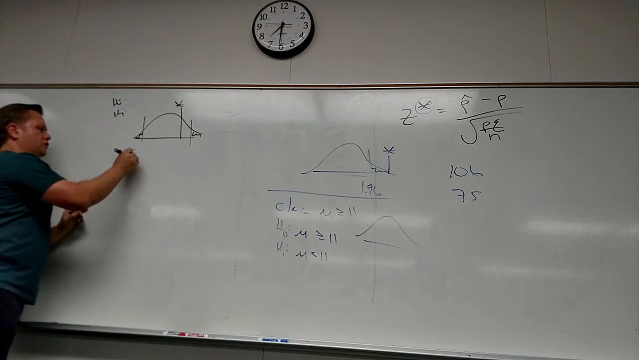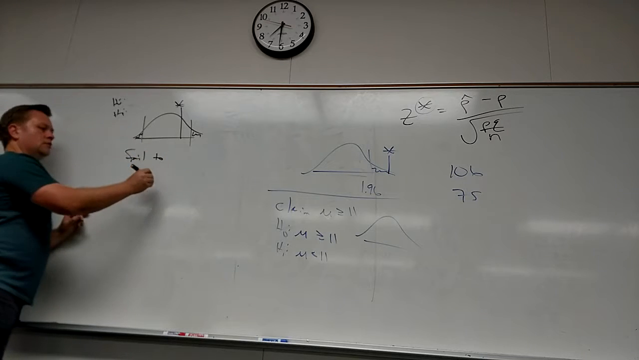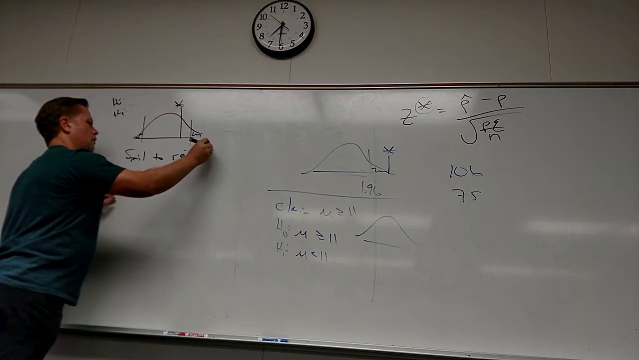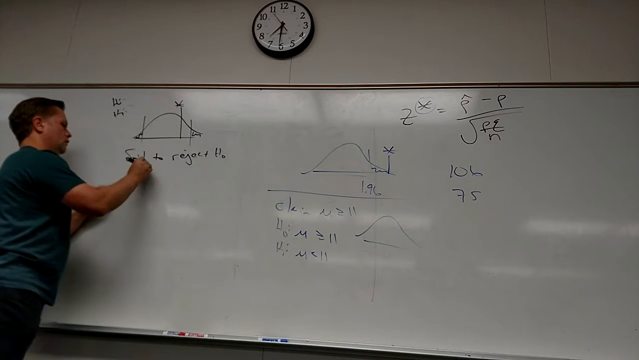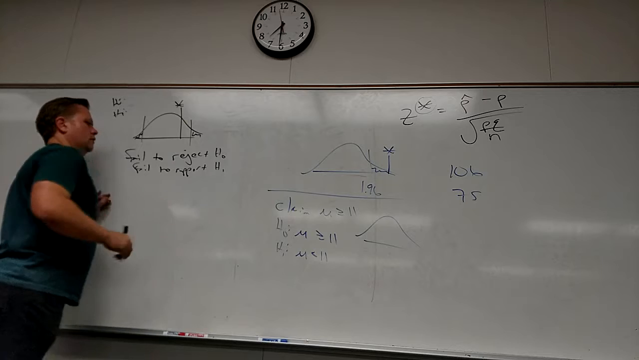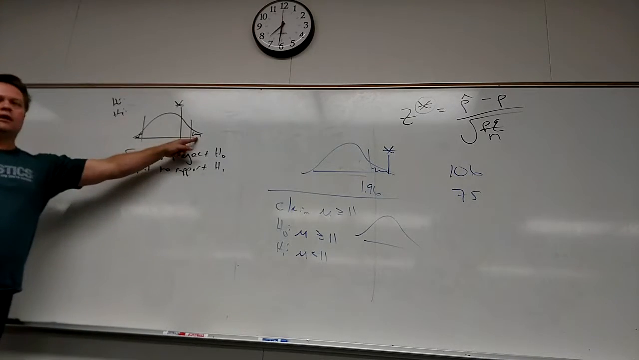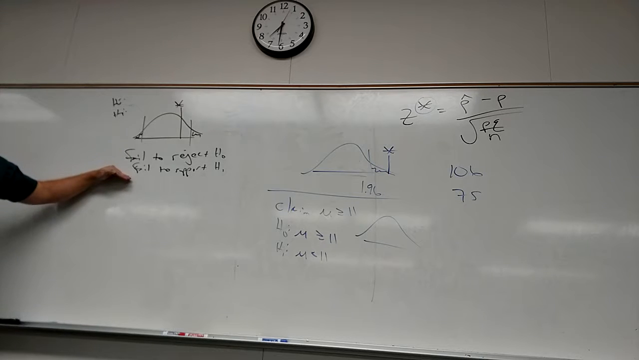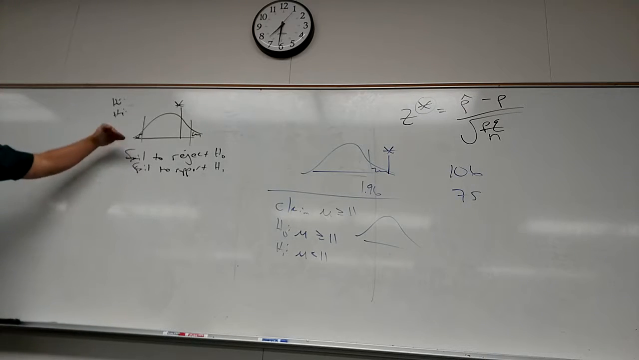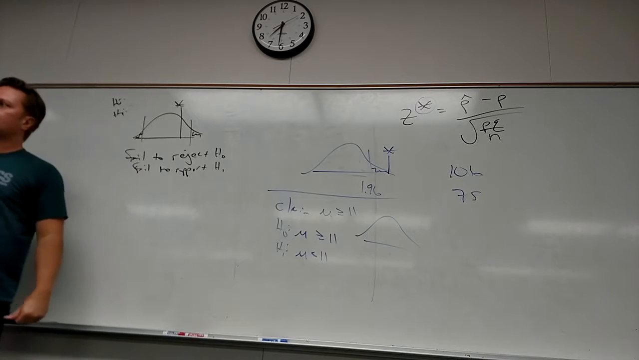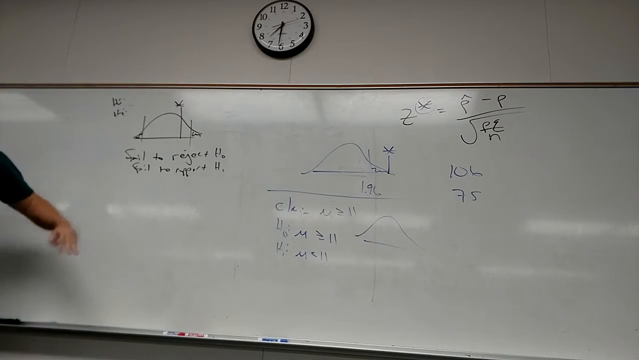So what did I fail to do? Fail to reject the H0. Fail to support the H1. If you don't get in the rejection region, you failed. So you failed at this, which also means you failed at this. These both say the same thing. If I can't say this guy's wrong, I can't say the other guy's right. So I just wrote the same thing twice.